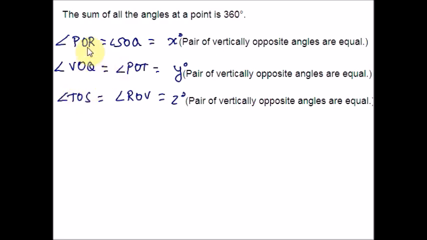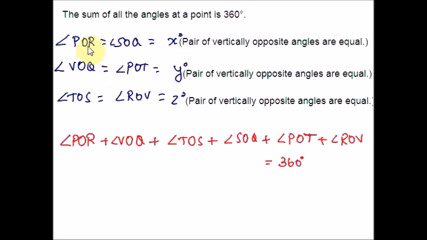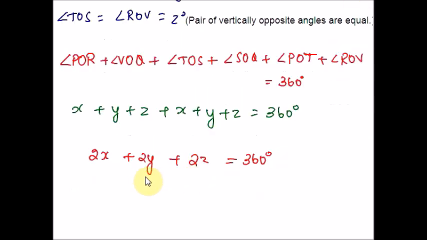If you just add all these six, you'll be getting 360 degrees. Okay, let me write it as an equation. Just add all these six and set that equal to 360 degrees. Now use the angles: x, y, z, x, y, z equal to 360 degrees. Now let me combine all the like terms. We have 2x, 2y and 2z. So this could be rewritten as, let me take the common factor outside.